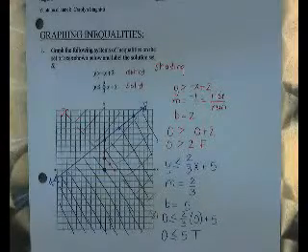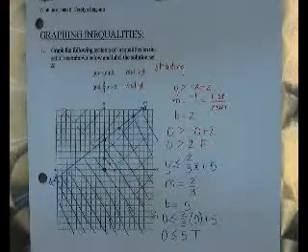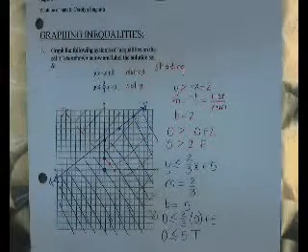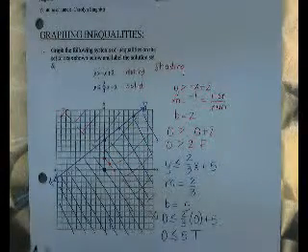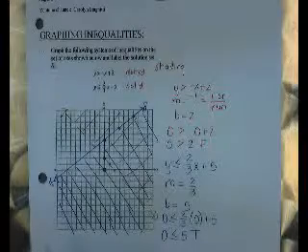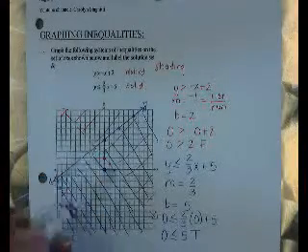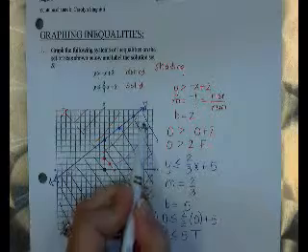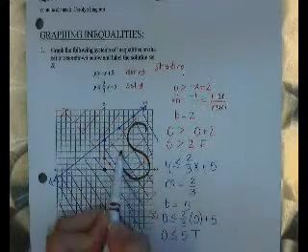Now the last part of the problem is to label the solution set. Remember our big fat S, we want to put that S where the shadings overlap, which is in this area right here. So we're going to put this big fat S right there.